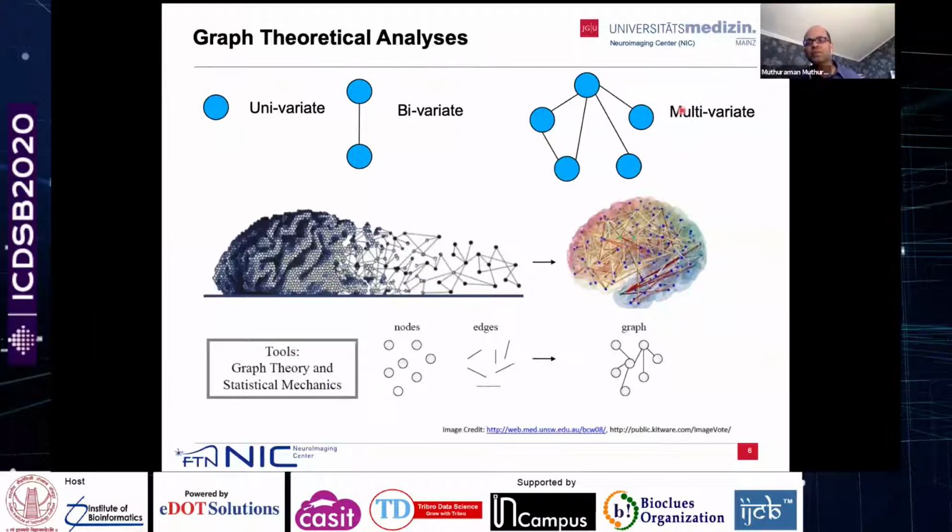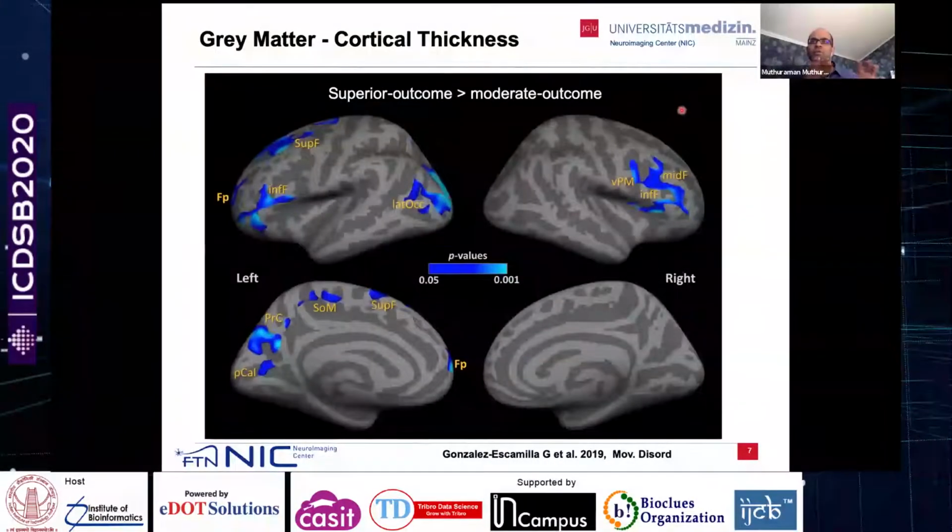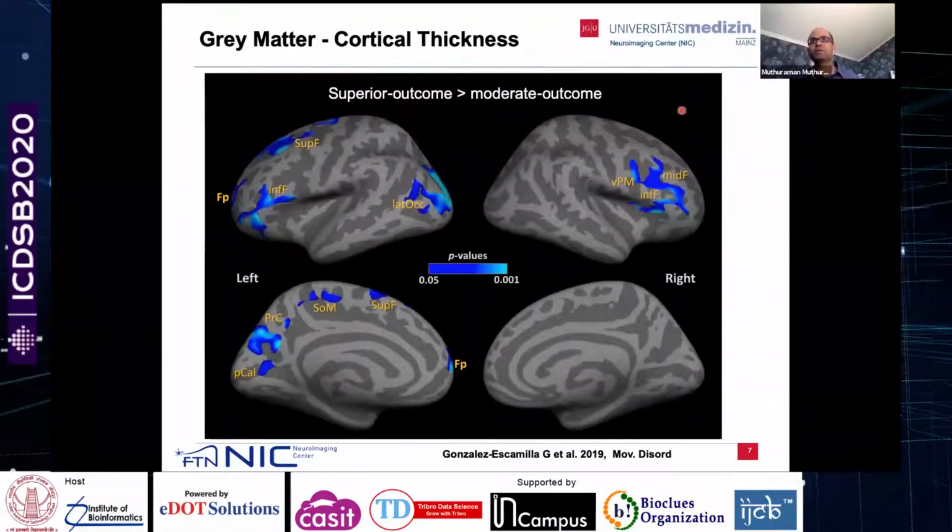So we looked at two different groups of patients. We call superior outcome those who profited well from this deep brain stimulation. Moderate outcome means they did not profit very well. So we want to see the difference, what happens in the brain. And these blue regions are the regions which differ between the two groups.